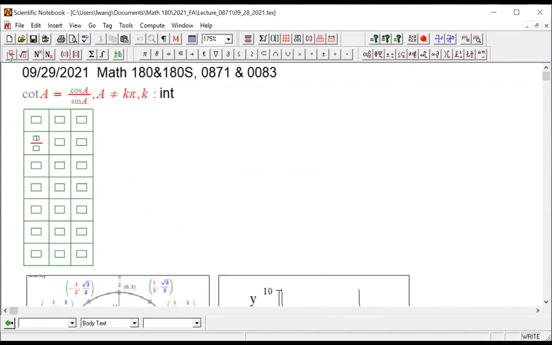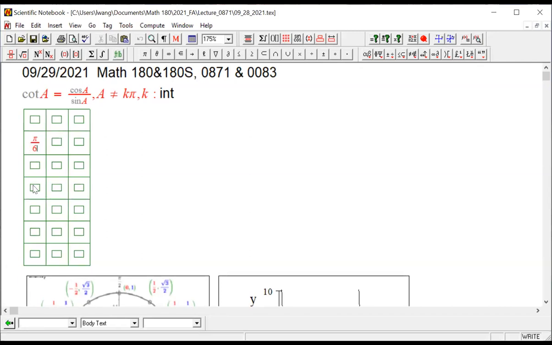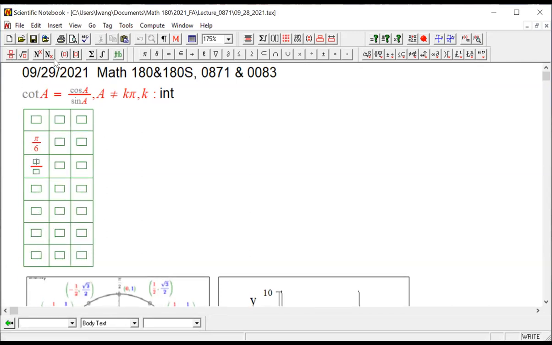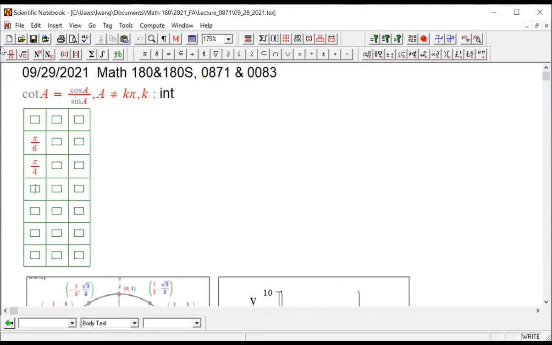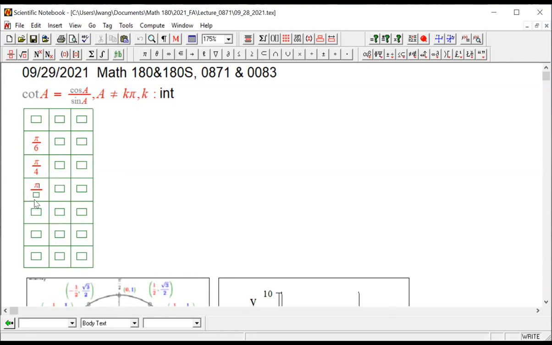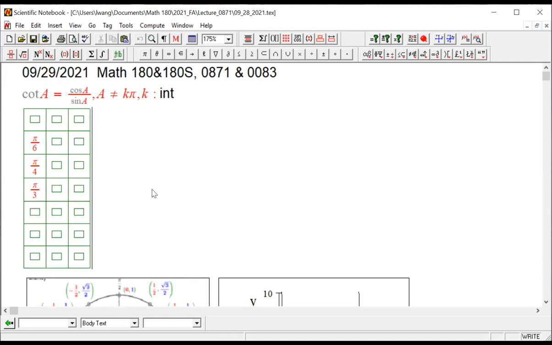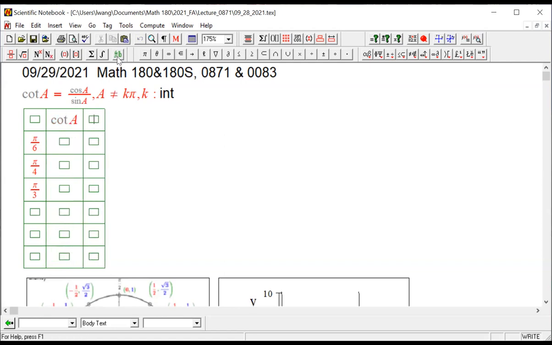So I'm going to do pi over 6. These special angles are in service to us. The important thing about these special angles is they're easier to use. Then you do the cotangent of these angles, and you make up the points.